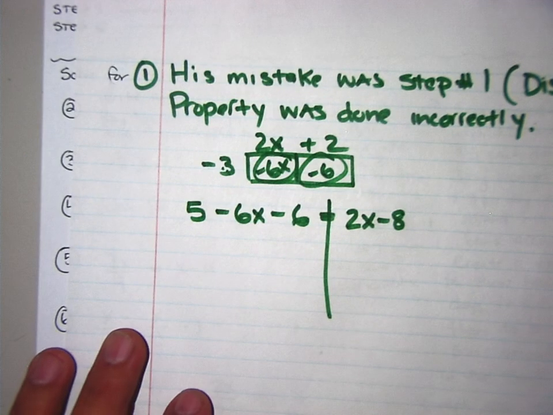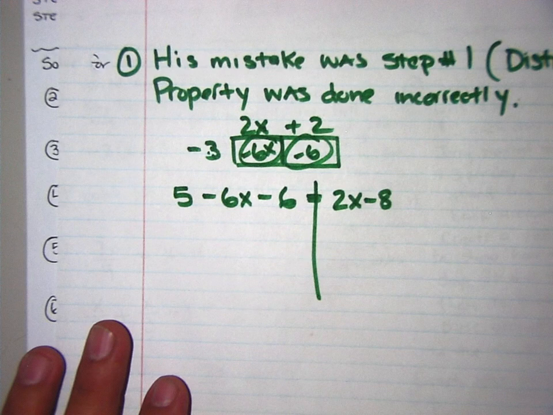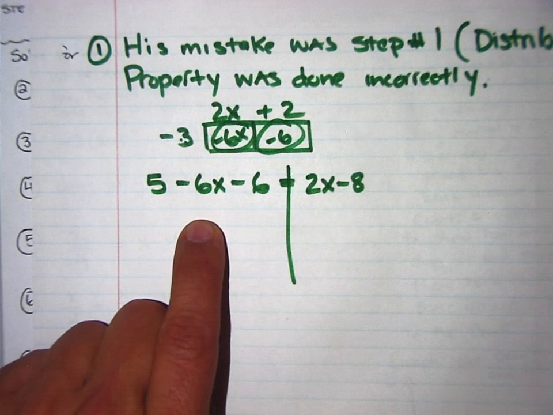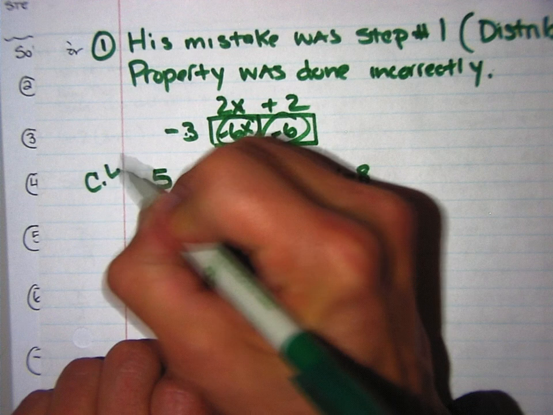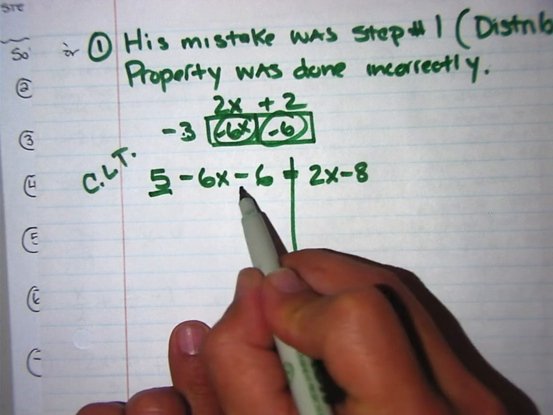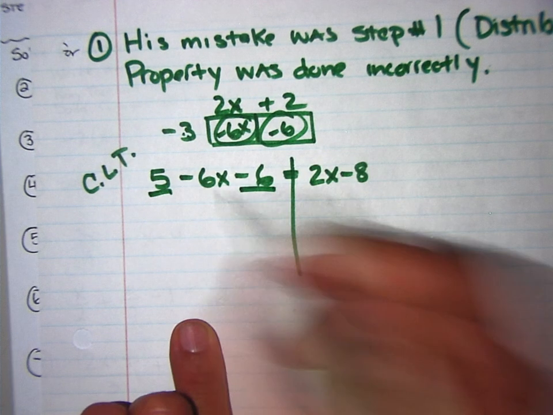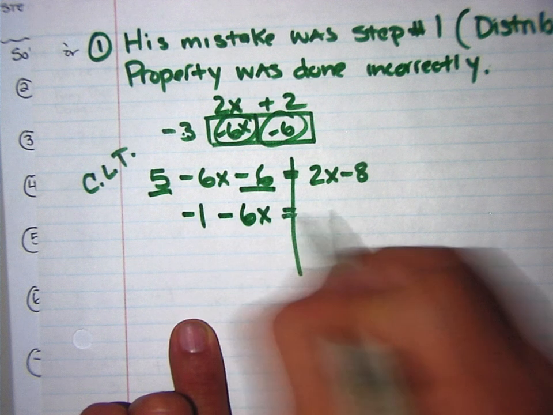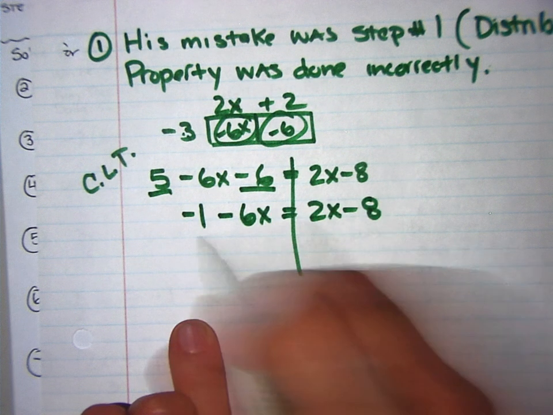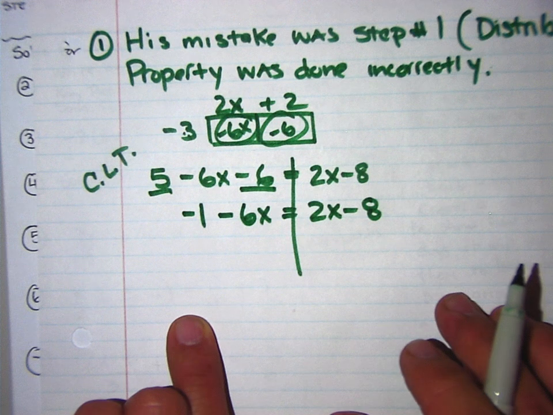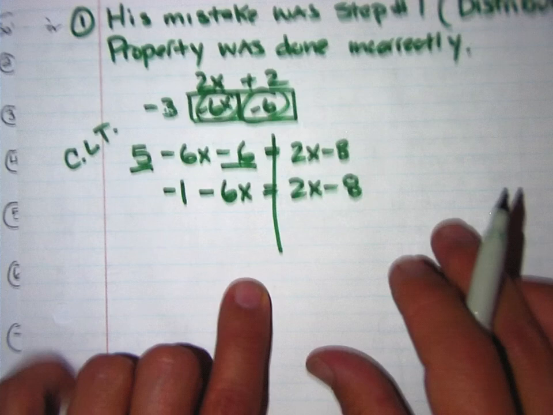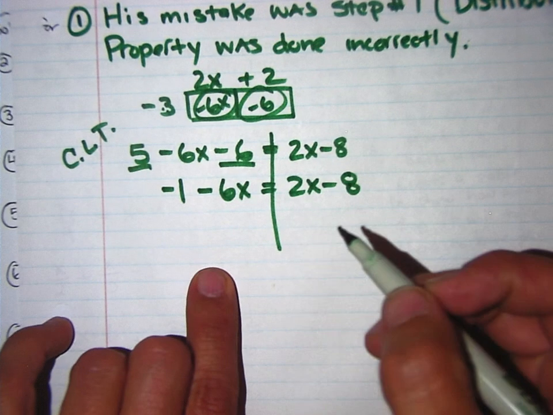Now what you got to do is, oh, what do we do now? Okay, collect like terms. Collect like terms, and which is that? 5 and -6. What's 5 minus 6? -1 minus 6x equals 2x minus 8. How'd you get the -8 at the very end? Oh, because it's right here in the problem. 2x minus 8. Alright, no problem. I wrote 6. So now what do I do?